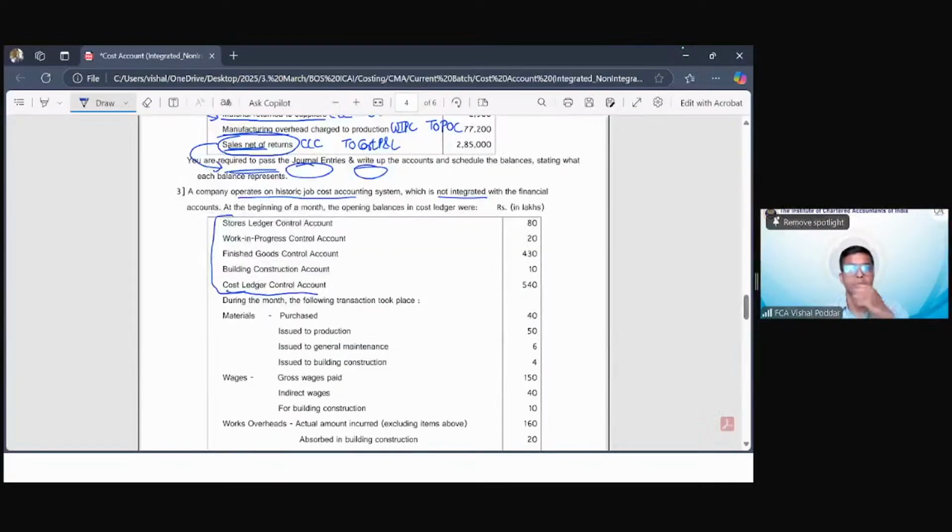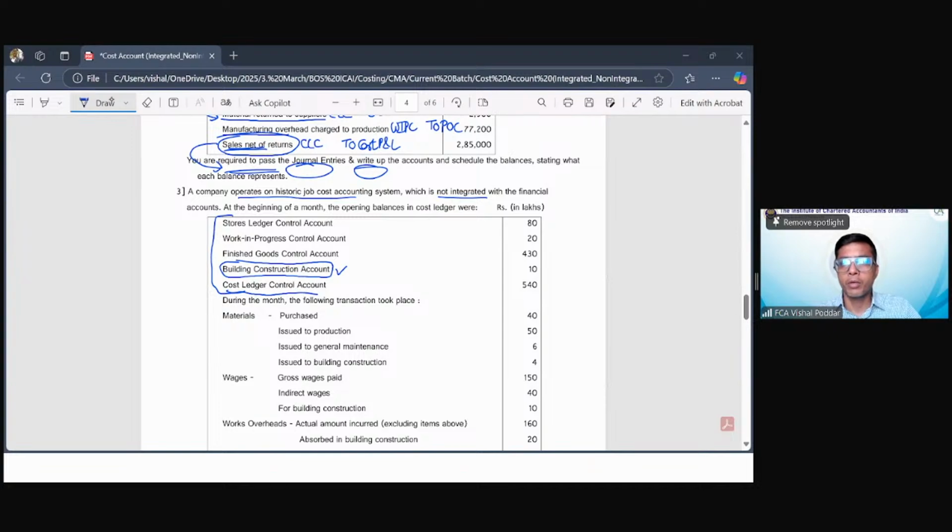But here, now you have a new transaction. See, they have given you a new opening balance called building construction account. Let us first understand what it is. So building construction account basically is where you are not buying a ready-made building. You are rather constructing your own factory building, you're constructing your own warehouse. So till it is under construction, the warehouse or the factory, it appears as a special account in your financial accounting also called the building construction account.